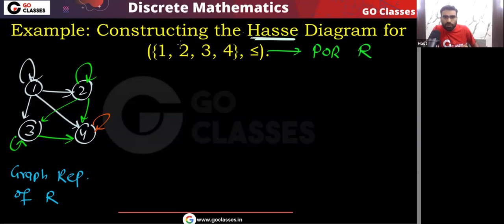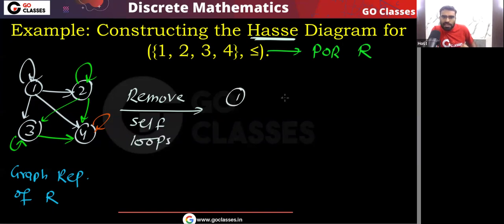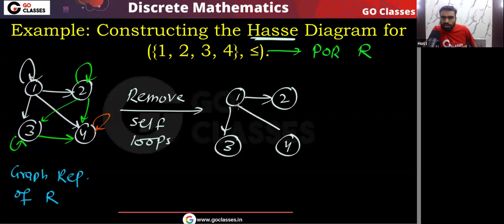Now, to create the hash diagram, tell me what I'm going to remove first. First I will remove all the self loops. So let's do that. If I remove all the self loops, then what am I going to get? Let me quickly draw. You can see 1 related to 2, 1 related to 3, 4. This is the structure that I will get if I remove all the self loops.